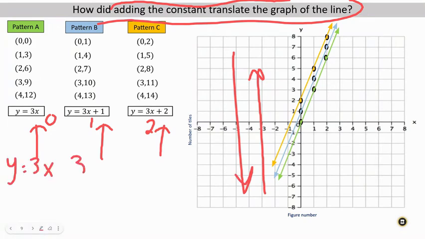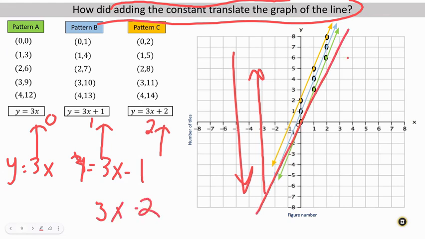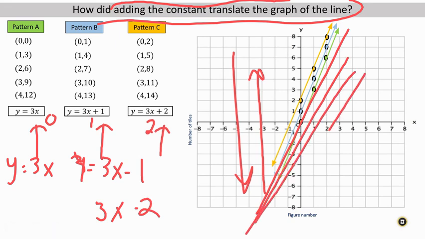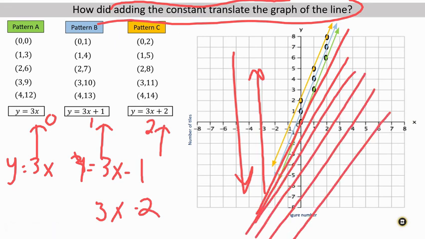So for y equals 3x minus 1 and 3x minus 2, we already know the lines are going to move down. We translate the line up and down because we are changing the y-intercept. Okay, thank you, and that's all that we have.